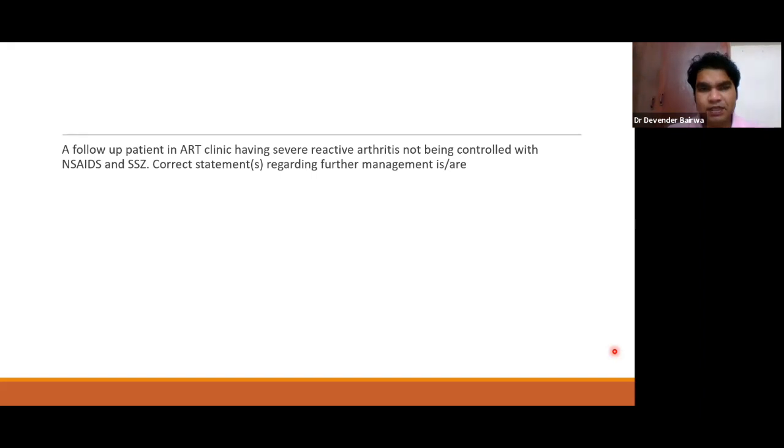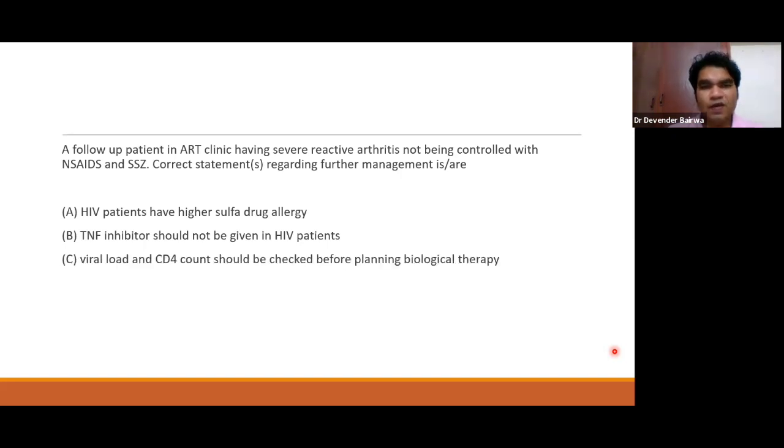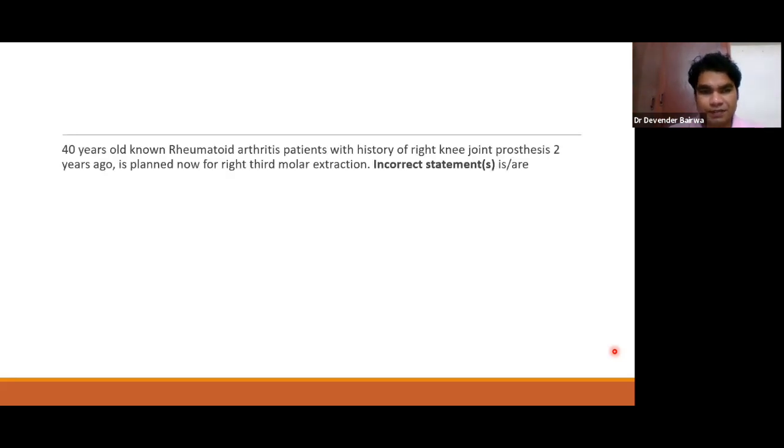In this patient, the correct statement or statements regarding further management include: A, HIV patients have higher sulfa drug allergy. B, TNF inhibitor should not be given in HIV patients. C, viral load and CD4 count should be checked before planning biological therapy in this patient. Or D, HIV-associated reactive arthritis is milder than the general form of reactive arthritis.